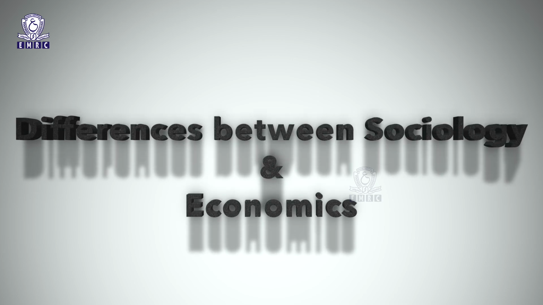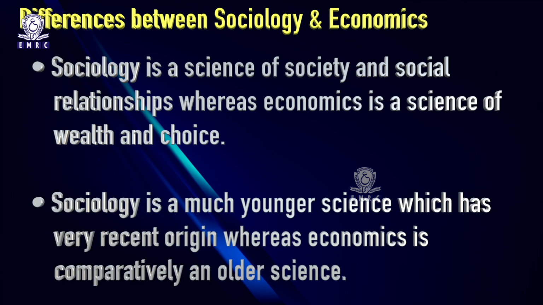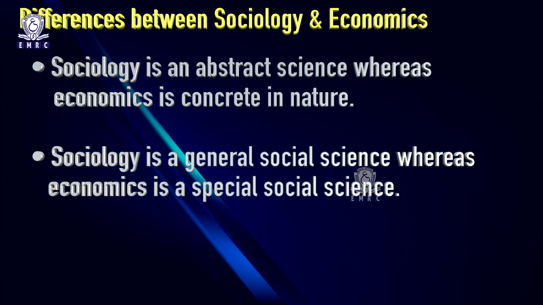However, in spite of the above closeness, interrelationships and interdependence, both the sciences have certain differences which are described here. The difference between sociology and economics. Sociology is a science of society and social relationship, whereas economics is a science of wealth and choice. Sociology is a much younger science which has a very recent origin, whereas economics is comparatively an older science. Sociology is an abstract science, whereas economics is concrete in nature. Sociology is a general social science, whereas economics is a special social science.